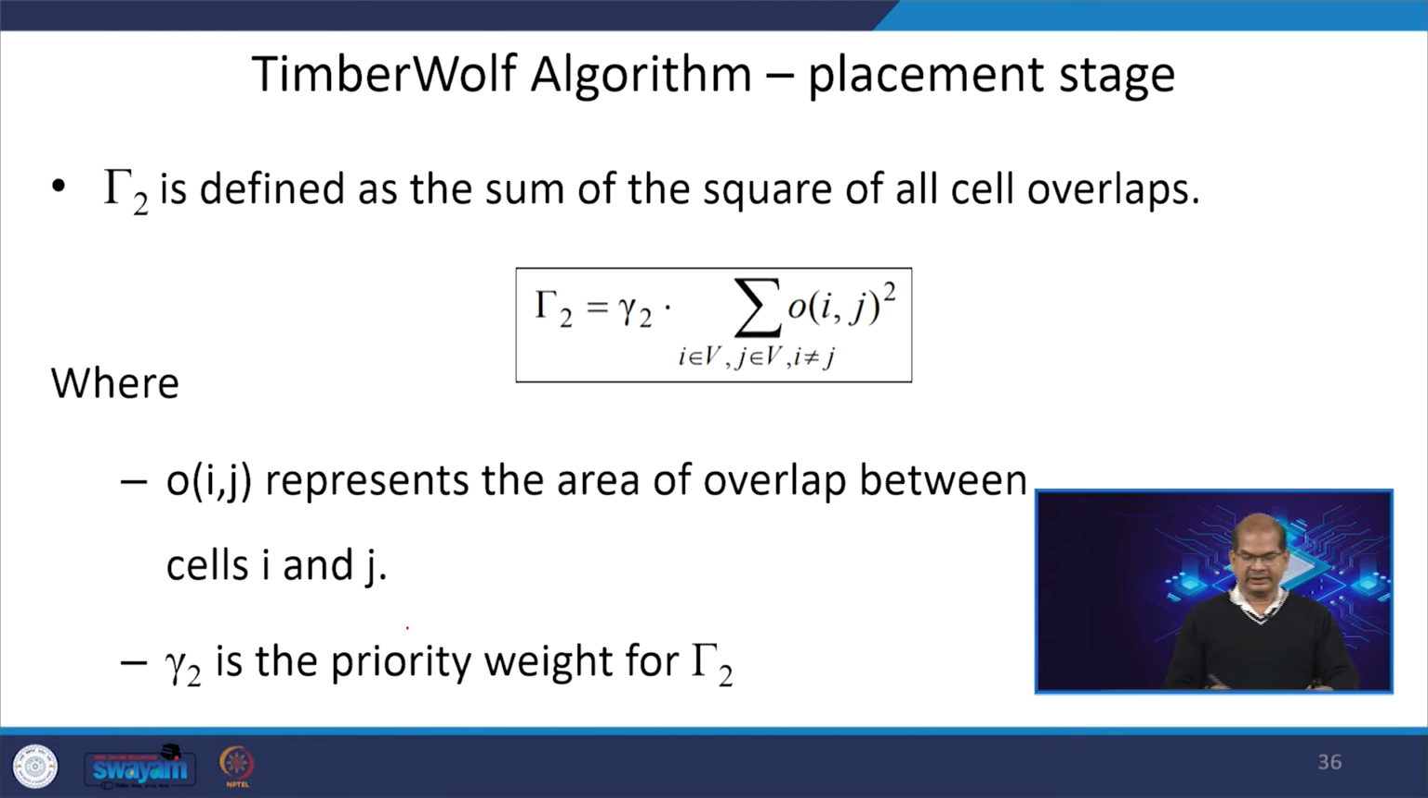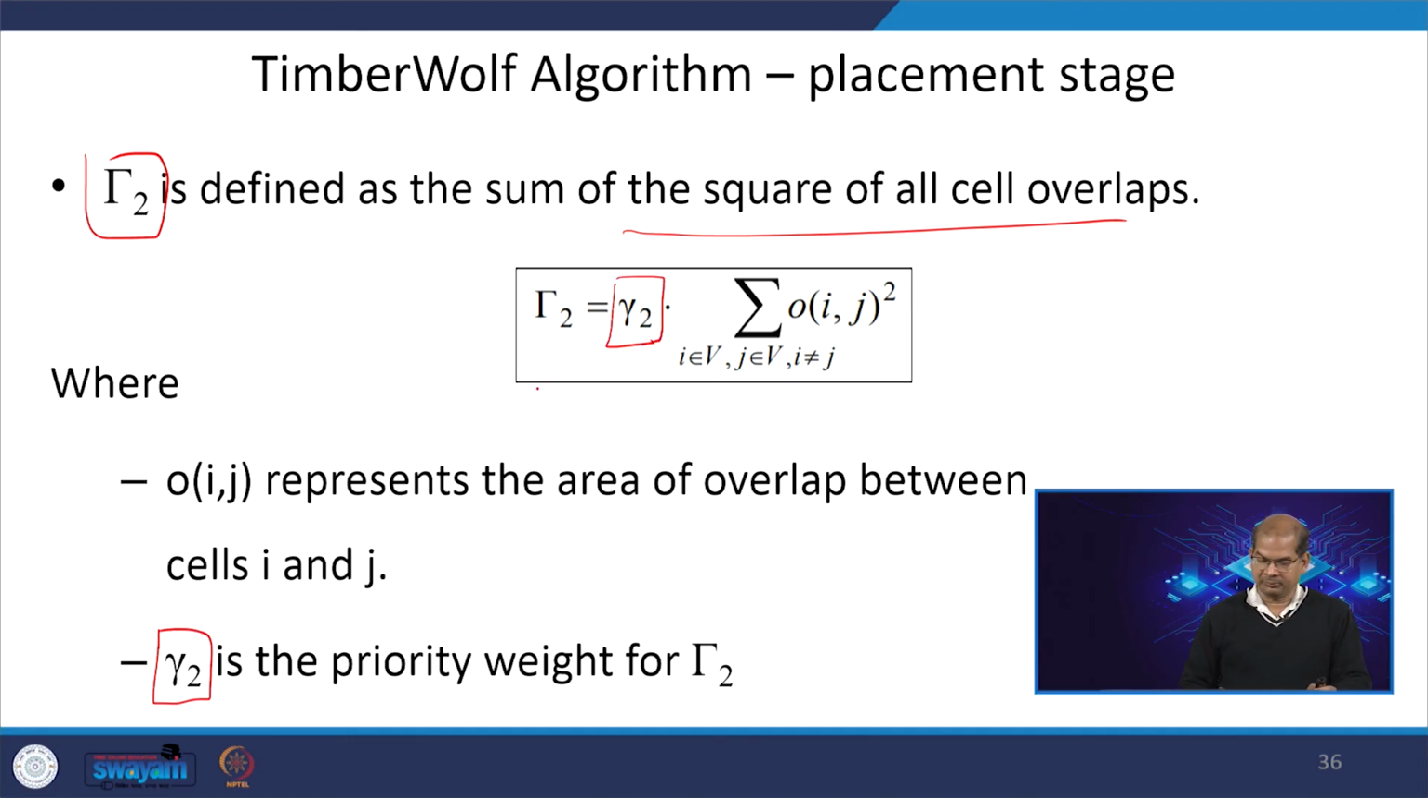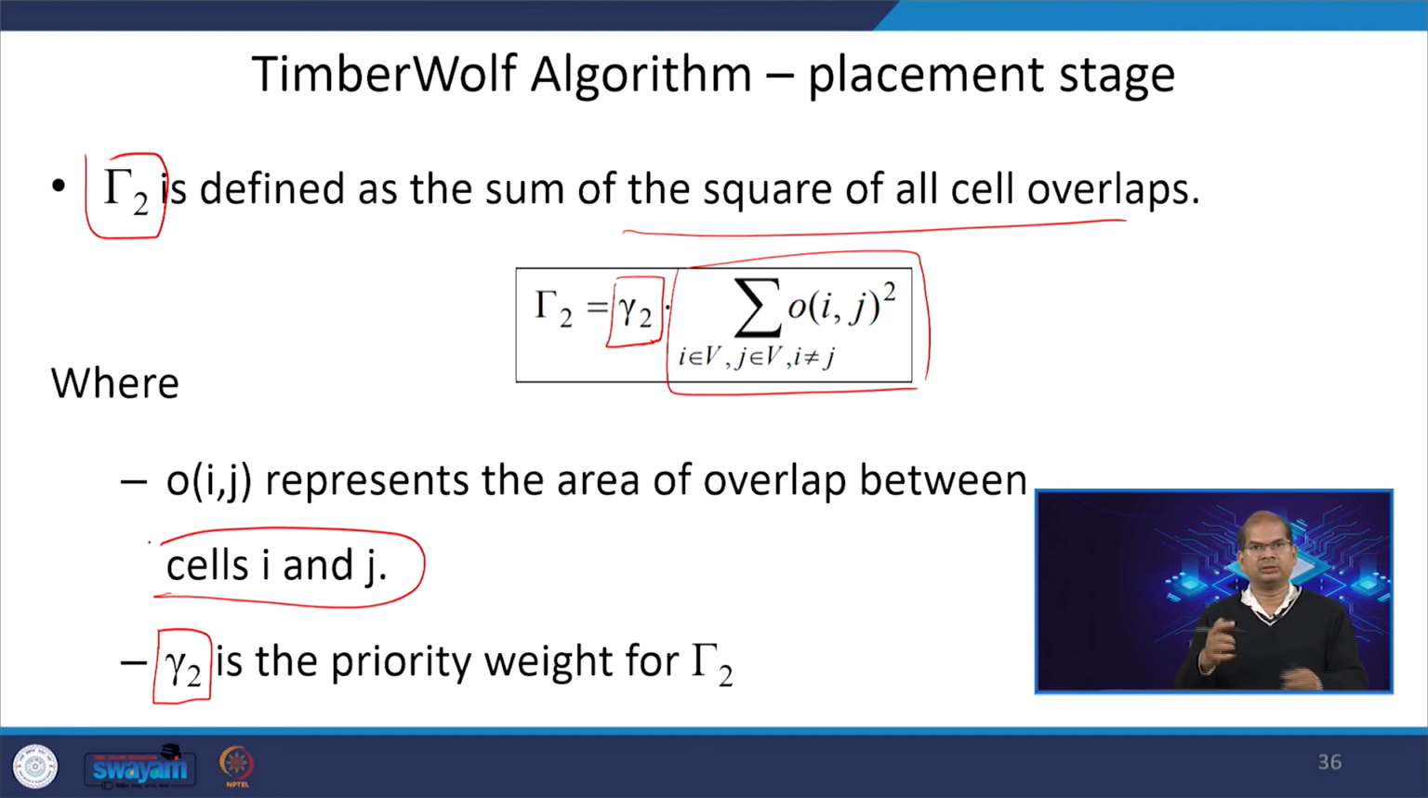Now, we have the second objective function gamma 2, which defines the sum of the squares of all cell overlaps. So, this is the priority assigned to this objective, basically a cost function, and it defines the square of all cell overlaps, representing the area of the overlap between cell i and j. How much overlap there is gets found out and included in the objective function.